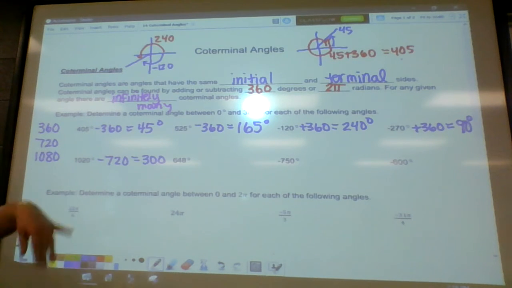All right, I'm going to let you finish the last three, and then y'all can just tell me what you got. So finish them, last three, then we'll talk radians.